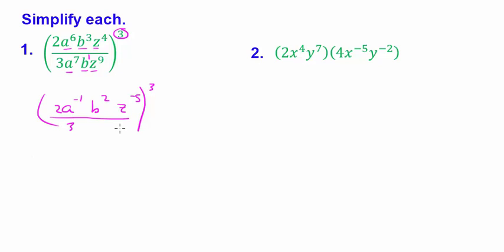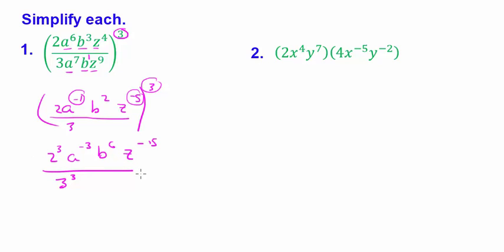All right. From here, again, we have some choices. We can choose to simplify by distributing or multiplying that exponent of 3 to all other exponents. Or you can take care of the negative exponent. We do not want a negative exponent as part of our answer. So I'm going to choose to work within the 3, the exponent of 3. So this will become 2 to the 3rd times a to the negative 3rd times b to the 6th times z to the negative 15th all over 3 to the 3rd.